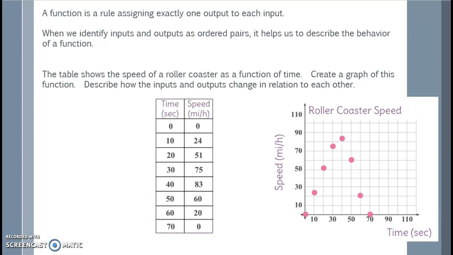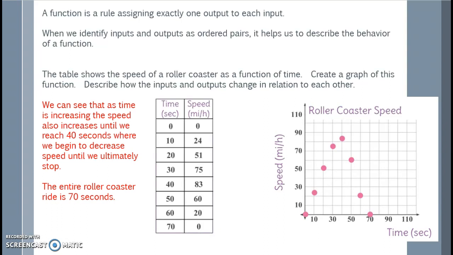Once I plot my points, I can see that as time is increasing, the speed also increases until we reach about 40 seconds. Once we reach 40 seconds, we begin to decrease speed until we ultimately stop. I can also see that the entire roller coaster ride is 70 seconds from beginning to end.